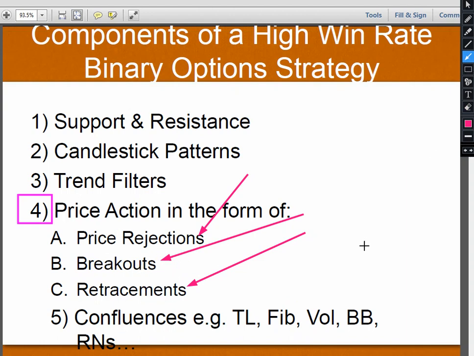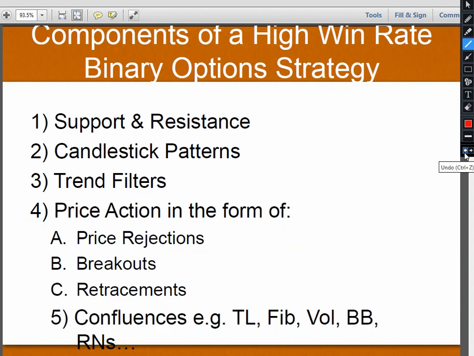Lastly, number 5, you need to also consider confluences. Don't just trade because of those main factors. Of course, this and this and this and this would give you about 70% plus or 80% win rate, even 90%, okay? But it's important also just to add confluences like a trend line, Fibonacci, volume, Bollinger Bands, round numbers, okay? Round numbers, those are very important.